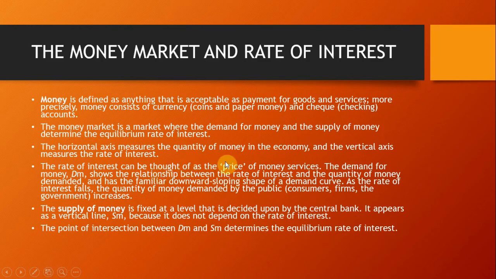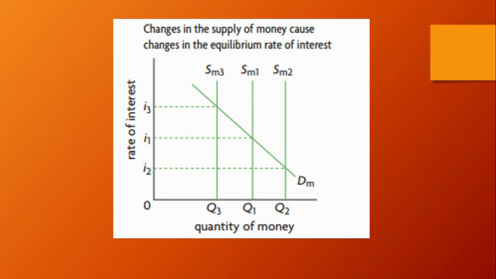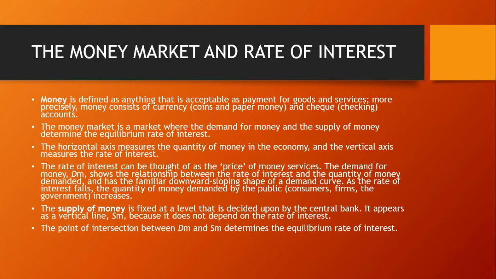And the rate of interest can be the price of money, which means that the vertical axis indicates the amount of money that needs to be paid after borrowing the money, and it shows the relationship between the rate of interest and the quantity of money demanded, and has the familiar downward sloping shape of a demand curve.